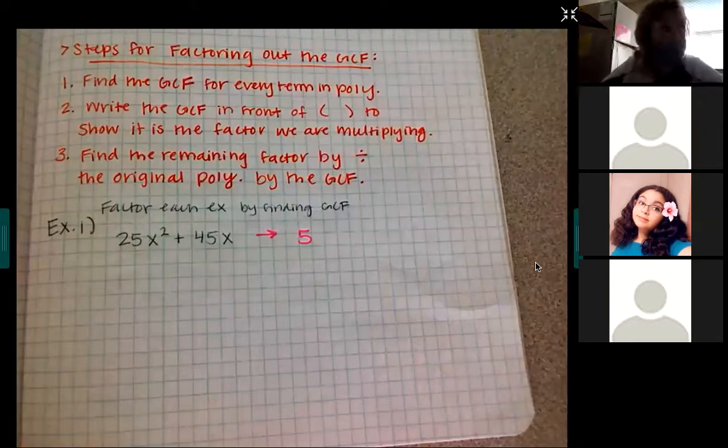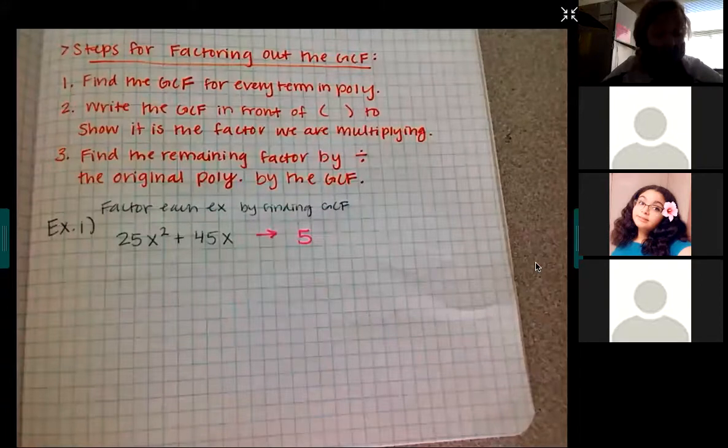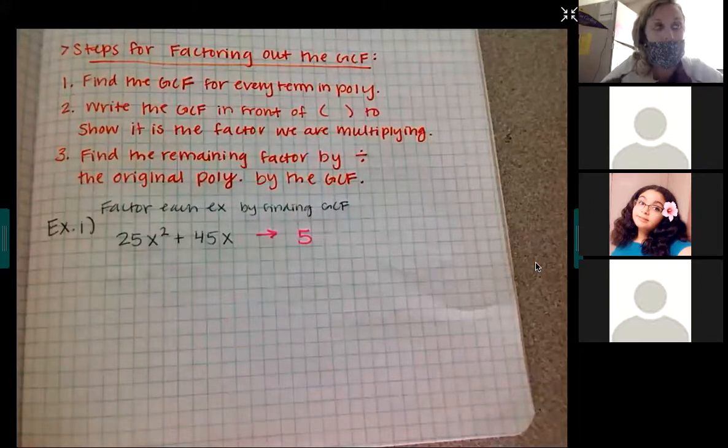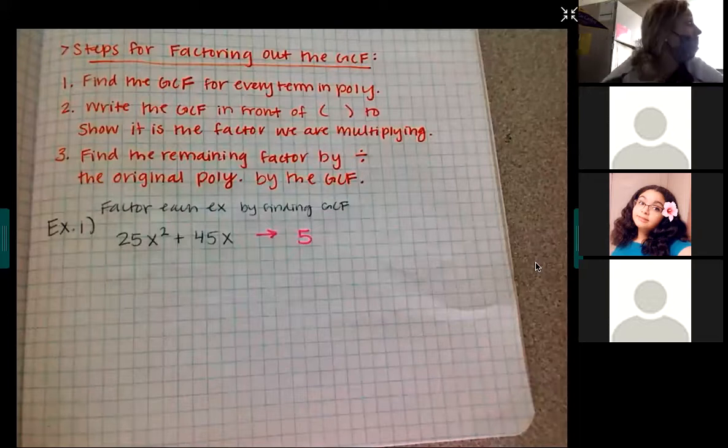GCFs have to be whole numbers. Yep, very good. Integers. It can be positive or negative, but it's got to be a whole number. This question is the negative 5, the negative 25. There's not a negative 25. I'll show you what you would do if it's negative. You got to trust me.